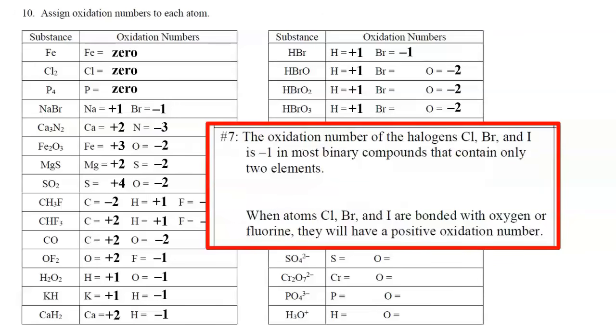So the oxidation number of the halogens is usually -1 in most binary compounds that contain only 2 elements. But when a halogen, such as bromine, is bonded with oxygen or fluorine, it's going to have a positive oxidation number. So what's the oxidation number of bromine in these next 3 compounds? Well, it's going to be +1, +3, and +5. Let me go ahead and work out why the bromine is +1, +3, and +5. Let me break this down.